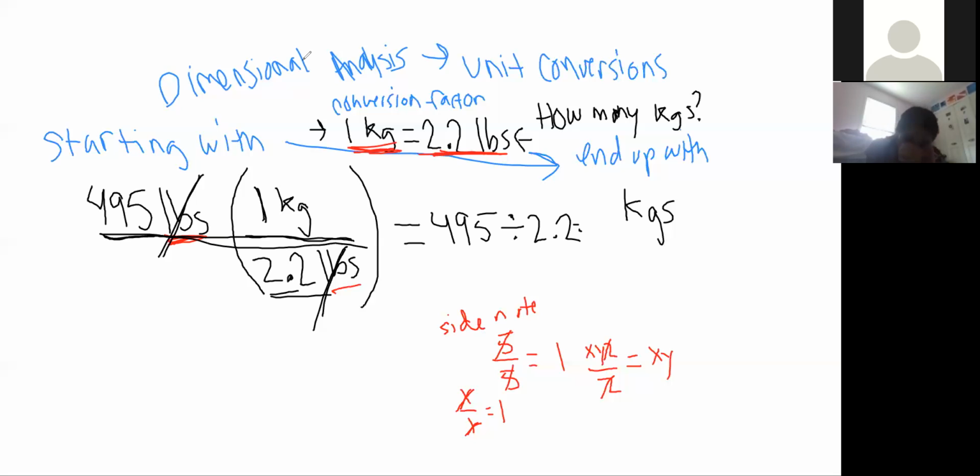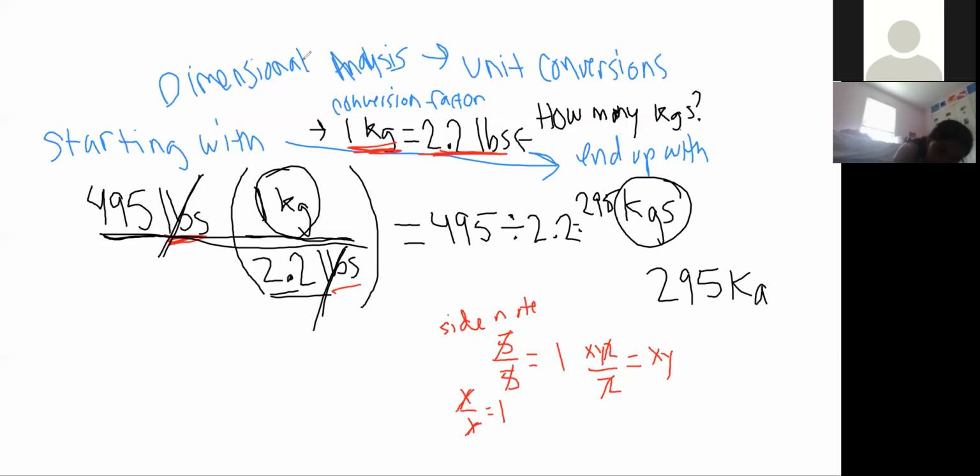And you will get 225. All you're left with is kilograms because the pounds canceled out. So your answer is 225 kilograms. Then you check at the top. Did you end up with what you wanted to end up with? Yes, you did. So we're trying to find out how many kilograms there were.